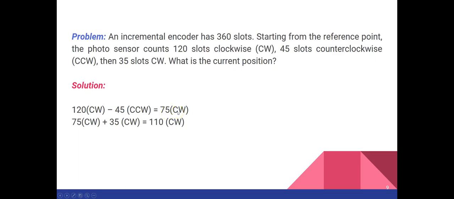Which will be in the clockwise direction. And then later it says 35 slots are added in the clockwise direction. So 75 in clockwise direction plus 35 in clockwise direction, then in total you will get 110 in clockwise direction. So 110 in clockwise direction is the answer.